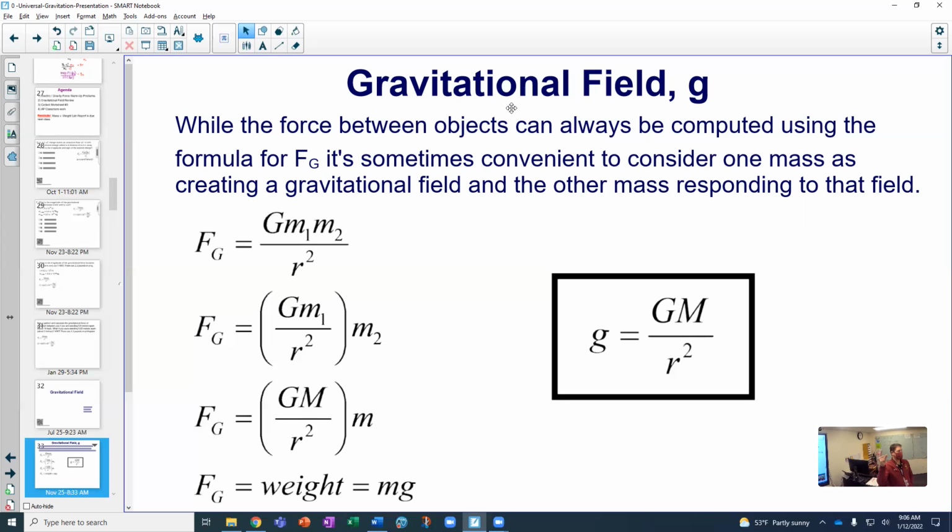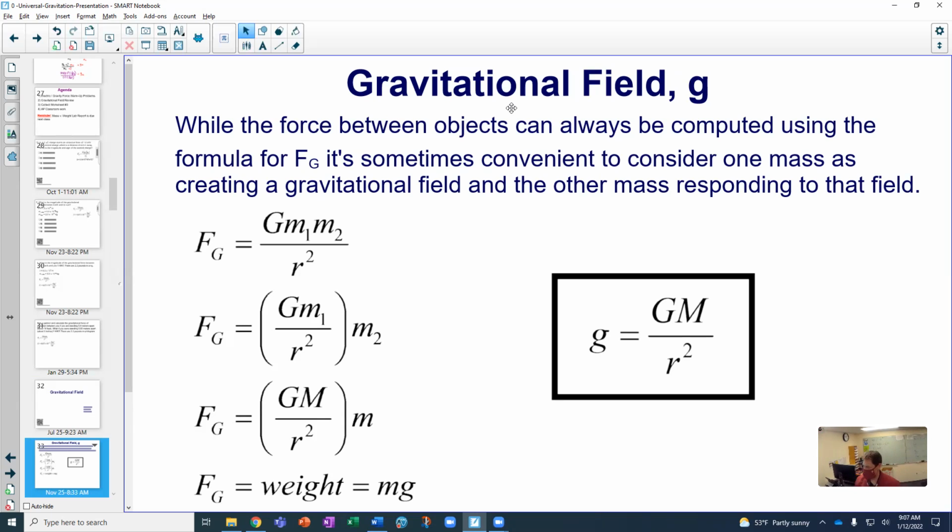That's why when you found your weight earlier using the new equation for gravitational force, and then you found it just taking your mass times 9.8, you got roughly the same answer, because this gives you 9.8 if you plug in the mass of the Earth and the radius of the Earth. All right. Now, over here on the left, it says, while the force between objects can always be computed using the formula for Fg, we found that, it's sometimes convenient to consider one mass as creating a gravitational field and the other mass just responding to it.